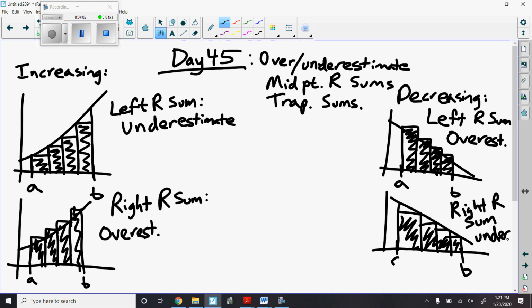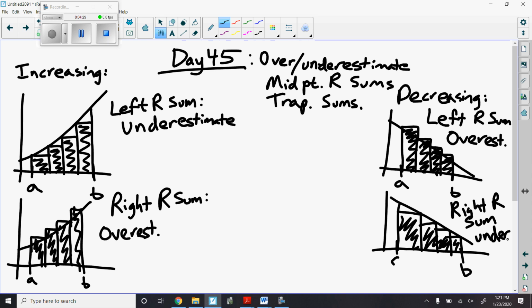Okay, so as you can see here, a left Riemann sum could be an underestimate or an overestimate. It depends on whether or not the function is increasing or decreasing. A right Riemann sum, same thing, could be an overestimate or an underestimate, depending on if the function is increasing or decreasing.